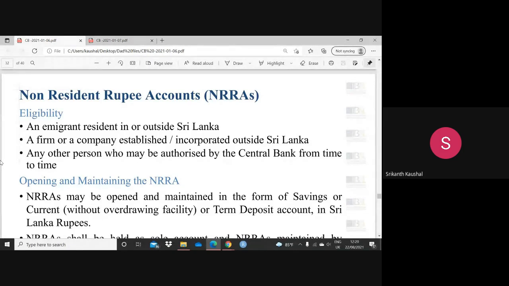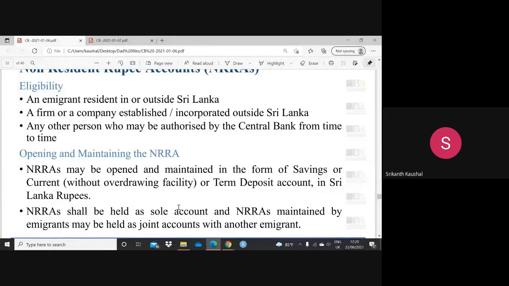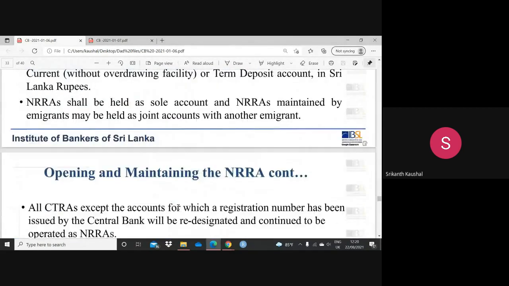A firm, a company established or incorporated outside Sri Lanka, or any other person who may be authorized by the Central Bank from time to time, can hold an NRR. You might get a question: what does NRR stand for? That is the non-resident rupee account. This was brought back again. An NRR may be opened and maintained in the form of savings, current or term deposit, and shall be held as a sole account, or as a joint account with a non-immigrant.